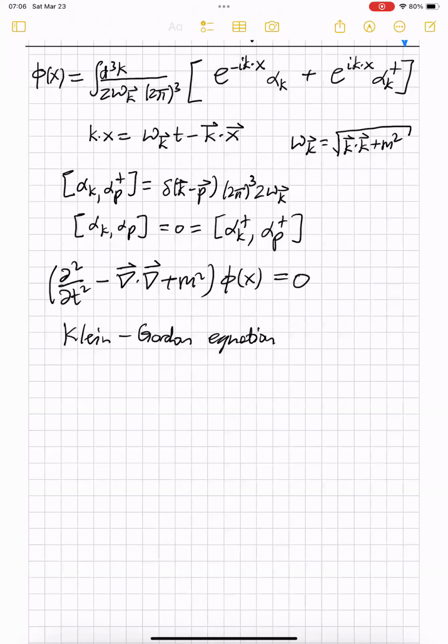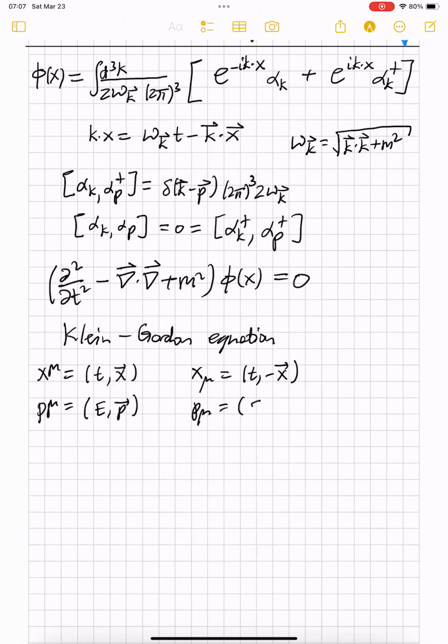Okay, so we've got the equation of motion that our field obeys. I would like to rewrite it slightly. Remember that as a 4-vector, x mu was equal to time and x, whereas x mu with a lower index was t, and then the spatial components were negative. And this was a general rule. So p mu was the energy and the momentum, but p mu lower is the energy and minus the momentum.